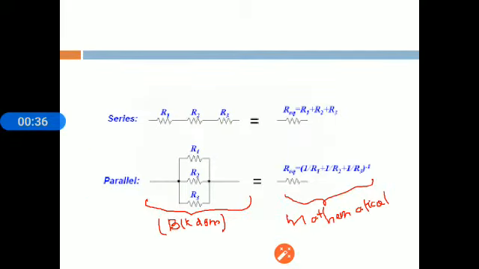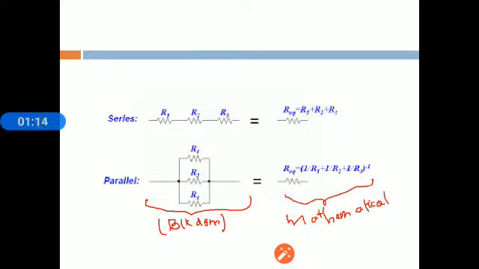Like in this figure, three resistors are used, and resistors are indicated by the zigzag symbol, and the interconnection between these resistors is shown by a simple line. The corresponding equation for the first one is R1 plus R2 plus R3. That means three resistors are connected in series. In the lower diagram, R1, R2 and R3 are connected in parallel. So the equation is 1 upon R1 plus 1 upon R2 plus 1 upon R3.